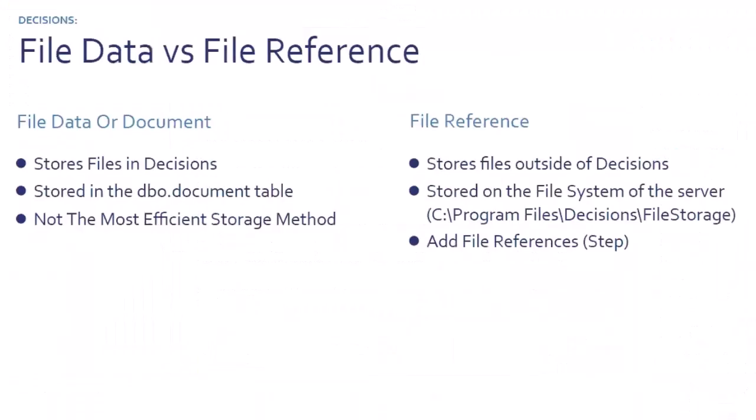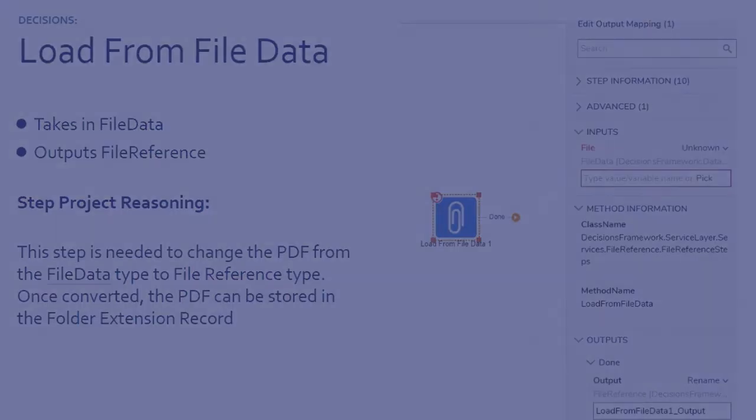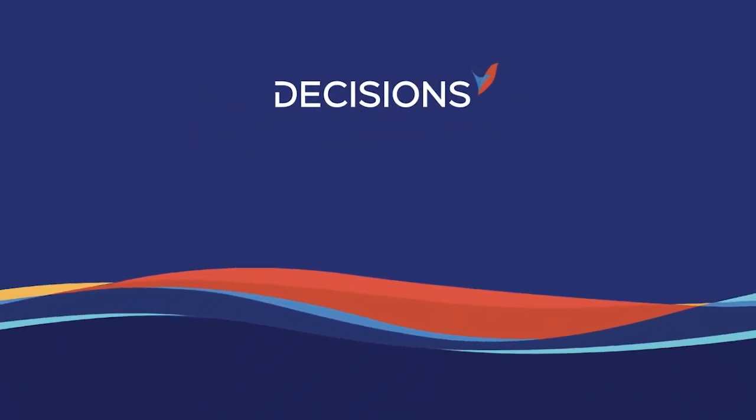So this is for today's session. This is all about how we handle files in Decisions. The key things are file data, file reference, and file reference entity, and how we can convert file data into a file reference.